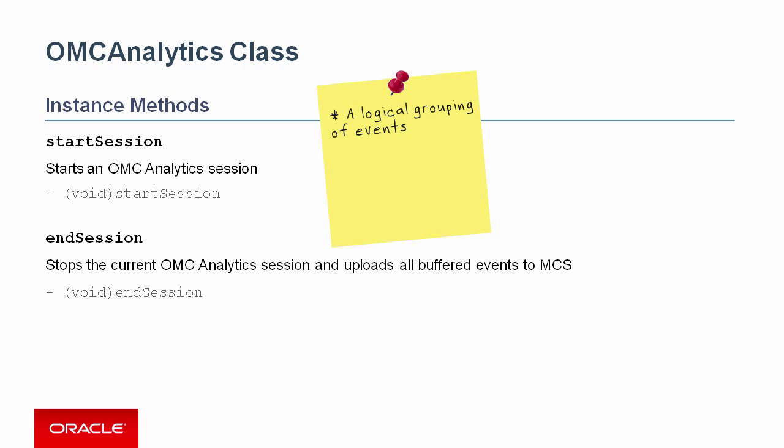To begin collecting event data, you need to either start a new session by calling Start Session or call the log event method, which starts the session automatically if one does not already exist. All events are stored locally in a JSON file until the application calls either the flush or end session method to upload all buffered events to MCS. If the app is offline, it will post the events later when it's able.